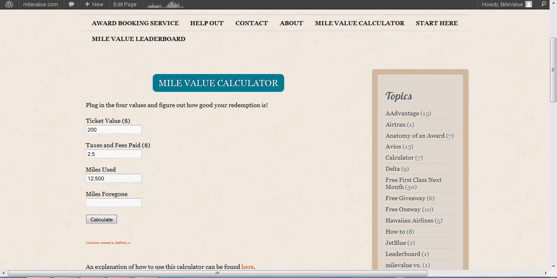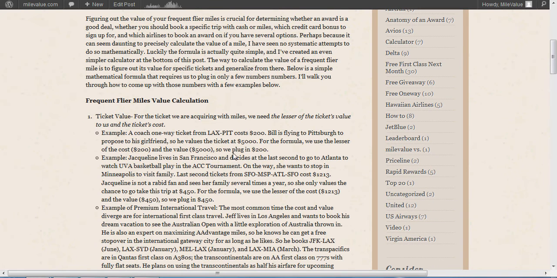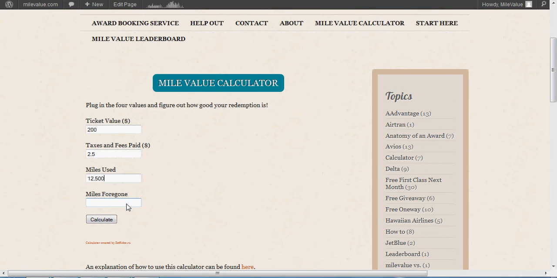I don't know if I mentioned, the reason why he's flying United is because that's the only airline that has a direct flight between LAX and Pittsburgh. And then miles foregone. Now this is another very important field. You can't just say, well, I've saved $197.50 by booking this award and I've used 12,500 miles, so each mile is worth $197.50 over 12,500. No. There's another cost that is hidden.